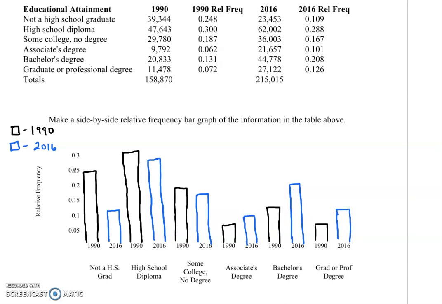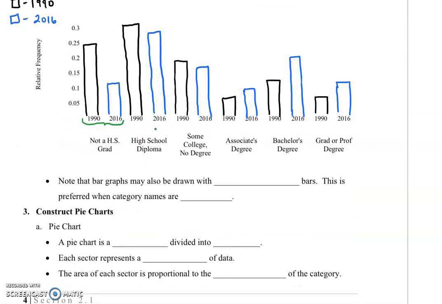So now we can compare. So every two bars are something we can compare. So in 1990, there was a much higher percentage of people that were not high school graduates than there was in 2016, etc., etc. Okay.